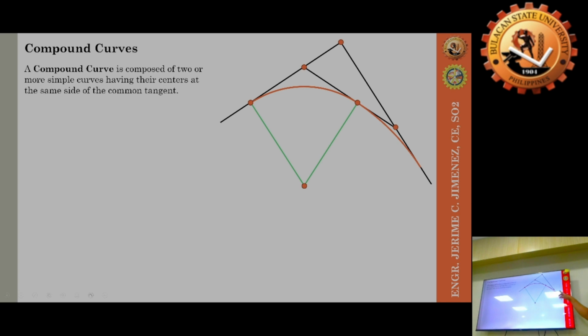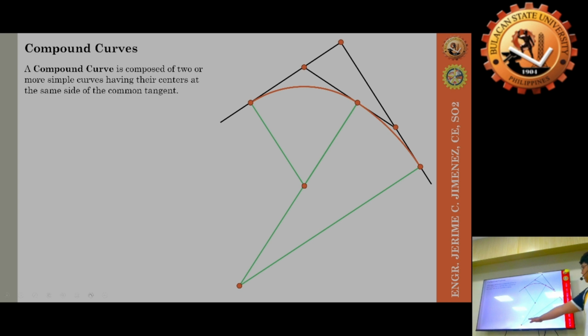Magkakaroon naman na intersection yung curve na to, yung curvature na to, and yung bagong forward tangent. So, lagay tayo ngayon dito ng point. And then, kung ano ginawa natin dito sa first curve natin, gagawin din natin sa second curve. Mag-i-introduce tayo ng radius of the curvature. Okay? And this is the origin. Okay, this is the origin of the second curvature.